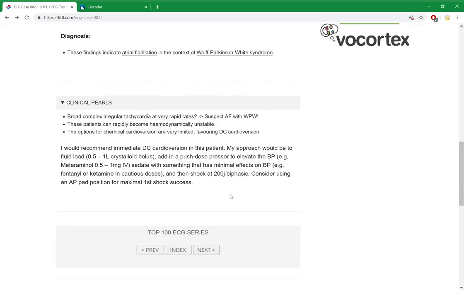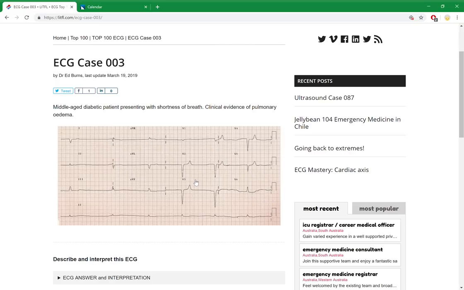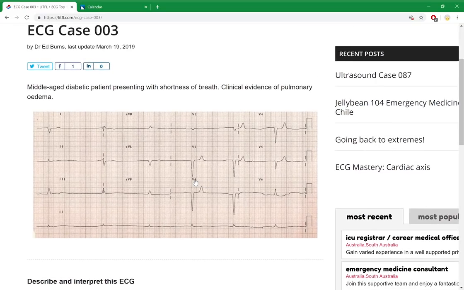Clinical pearls that go more into it are basically just saying cardiovert it. I'm not going to go into too many clinical pearls on this just because it takes a while. All right, let's see, case number three.